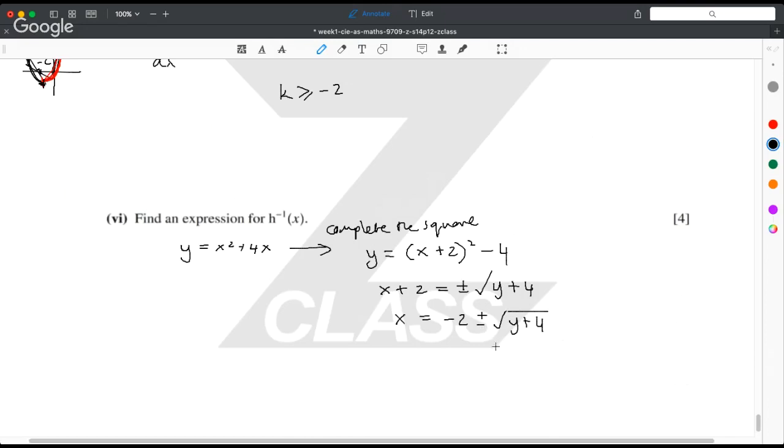Now, which root do we take? Well, we see that it has to be the positive root, right? Because x can't be less than minus 2. So it can't be minus 2 minus something. It has to be minus 2 plus something. So the answer to take is minus 2 plus the square root of y plus 4. And now I'm going to switch the labels, and that just gives me that h inverse of x is equal to minus 2 plus the square root of x plus 4. And that's the procedure. And we are done.